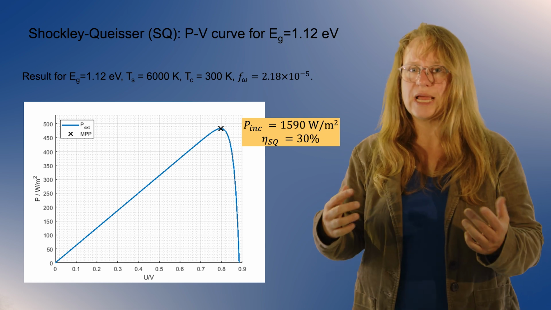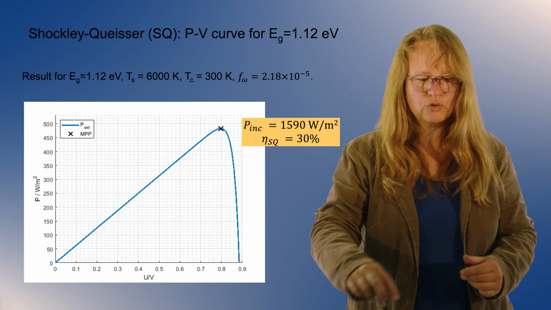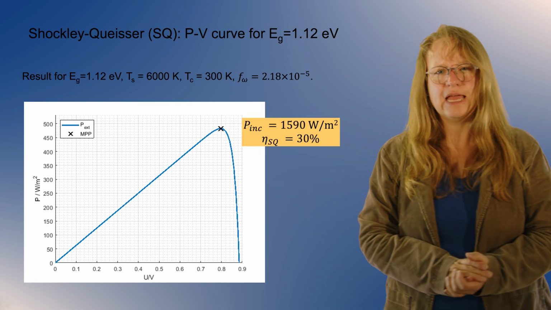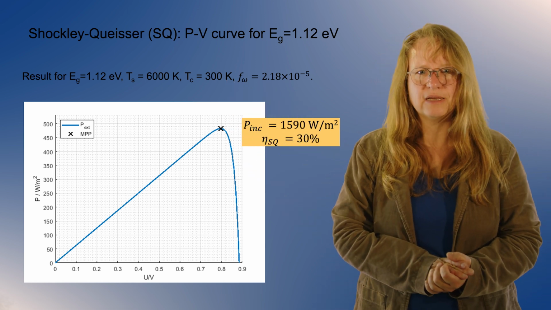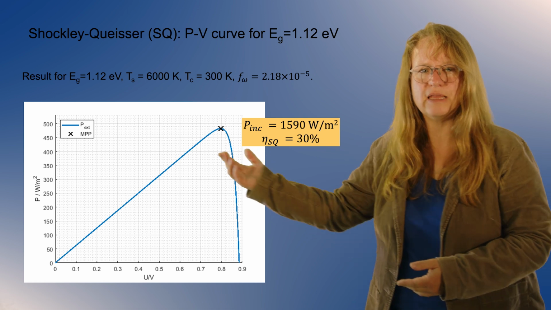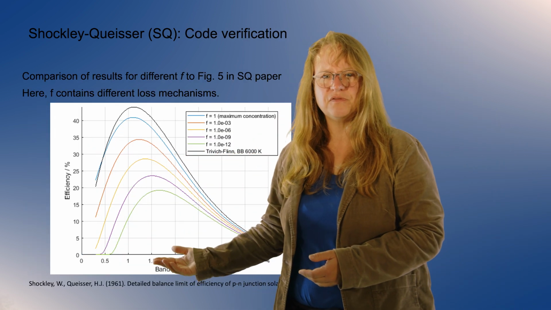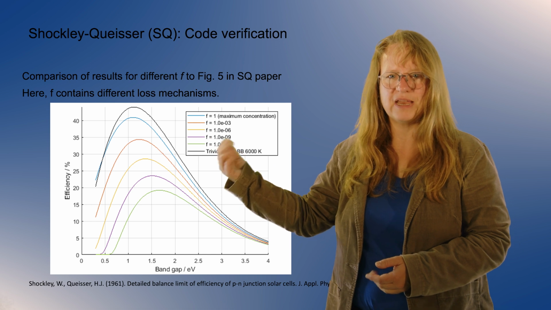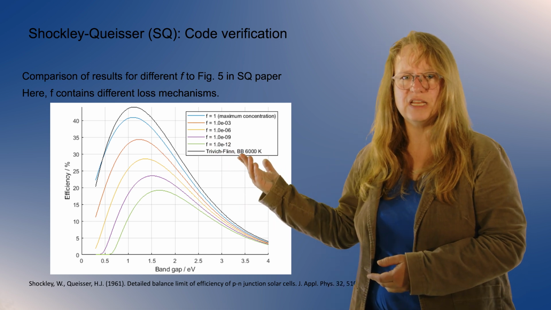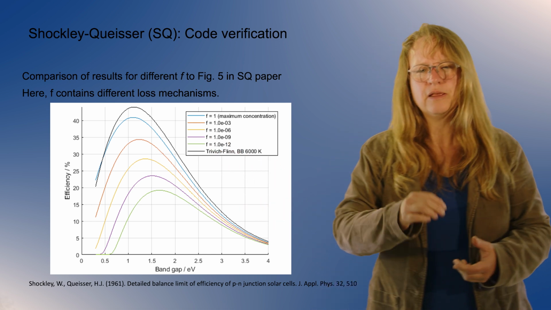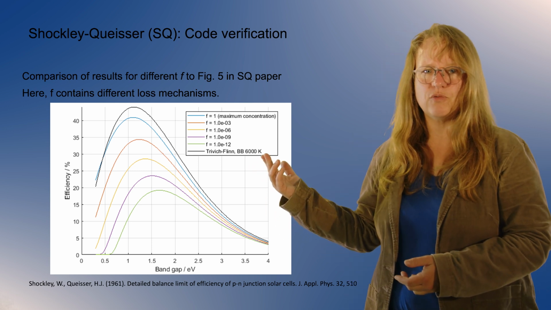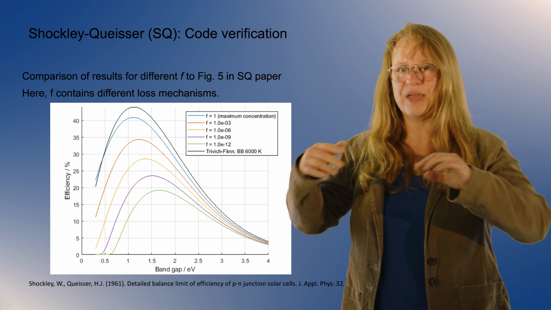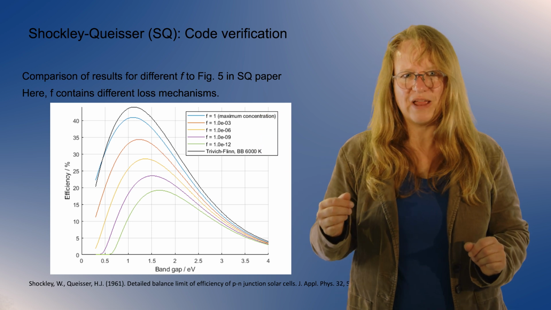And in order to check your calculations some more, you can go to the original figure 5 in the Shockley and Queisser paper. What they do there is they calculate the efficiency as a function of the band gap for different values of f. And I did this as well. And I also added in here the Trivich-Flinn efficiency for black body radiation with 6000 Kelvin as comparison. So this is kind of the big comparison graph of everything.